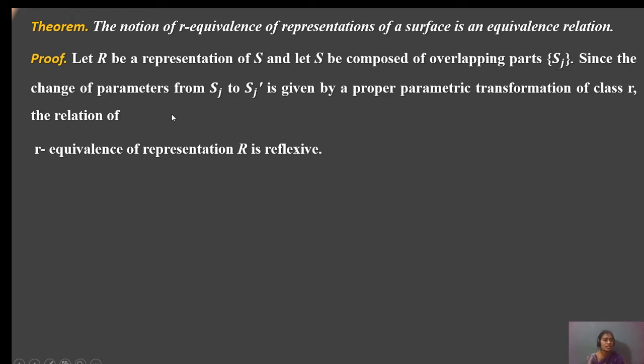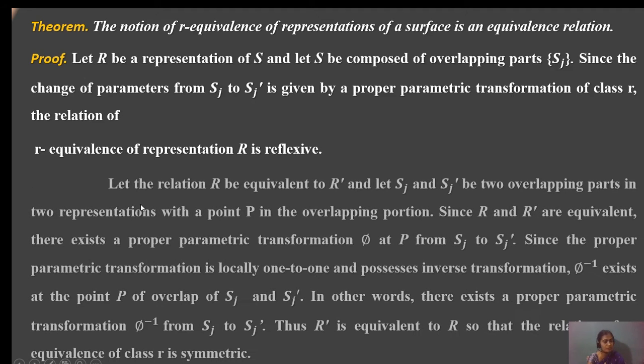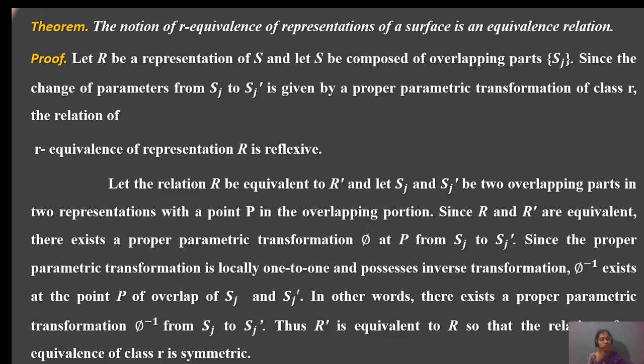To show that the relation R, the equivalence of a representation, is reflective. Equivalent representation will be shown: R is reflective. Let the relation R be equivalent to R dash, then consider Sj and Sj dash to be the two overlapping parts in the two representations, which will be shown at the points P of the overlapping portion.